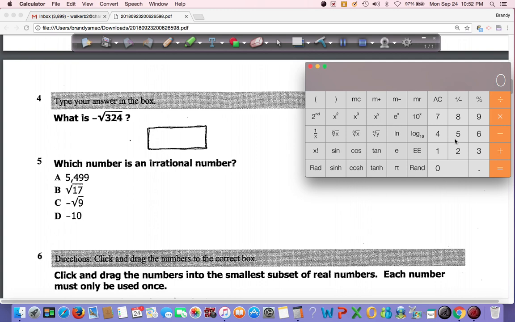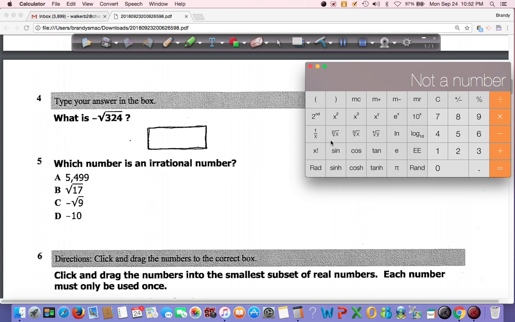So I'm going to tell you now what you do. You have 324. And then you hit the negative sign, right? Because there's a negative sign there. Totally makes sense. And then you hit the square root button, because that's what it says. Uh-oh. It says not a number.